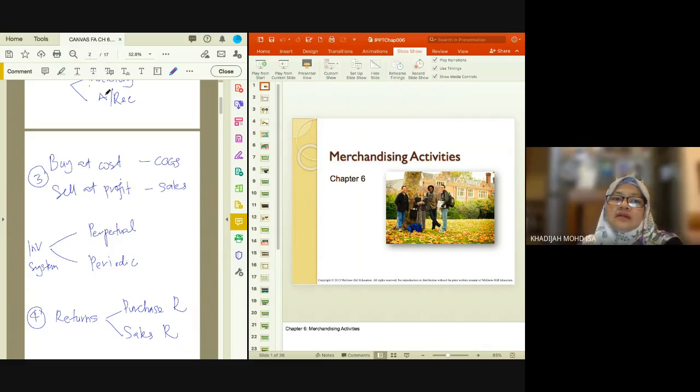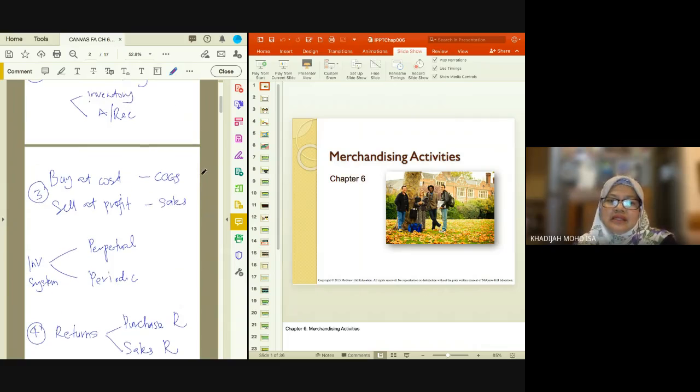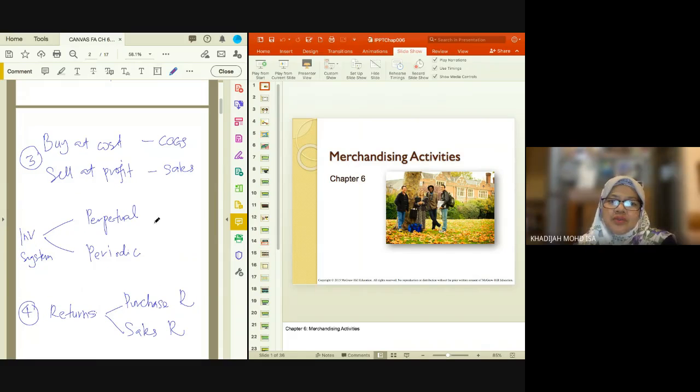Just before the class, I tried the fan. It worked well, but now it doesn't look good. I'm not sure why. Okay, never mind.